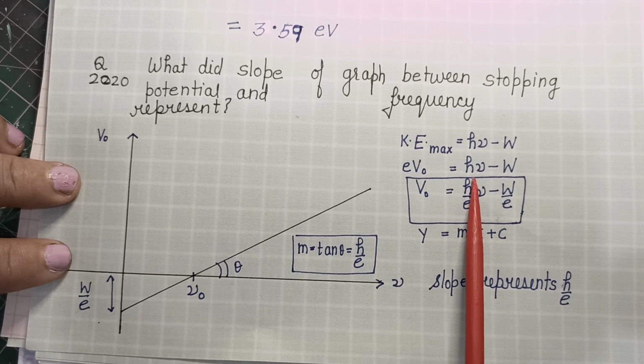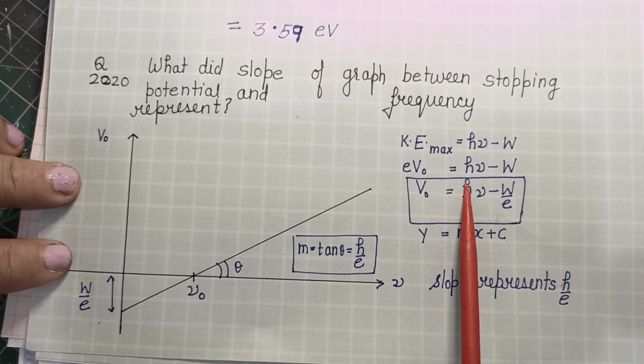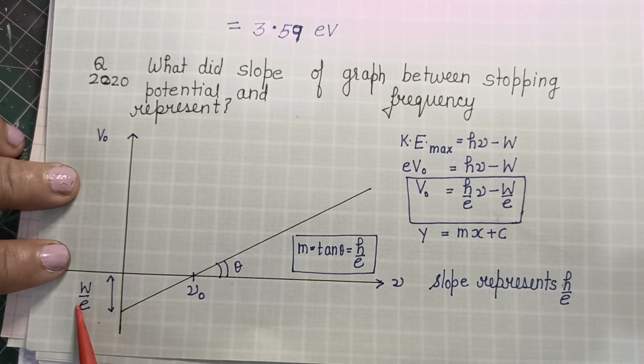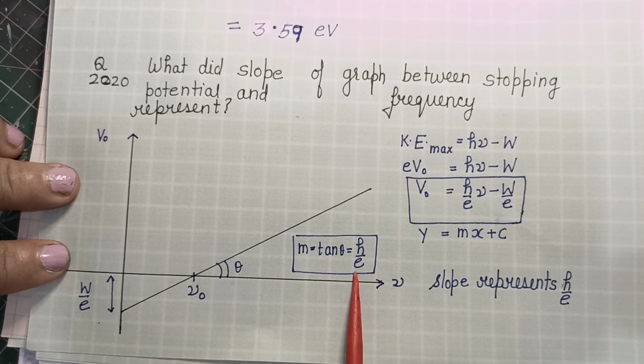So now the slope of the graph will represent not the Planck's constant directly, but the Planck's constant divided by the charge of the electron. And the intercept will not represent the work function, but the work function divided by e. So here this point will still represent the threshold frequency, but the slope and the intercept of the graph will represent h by e and W by e respectively.